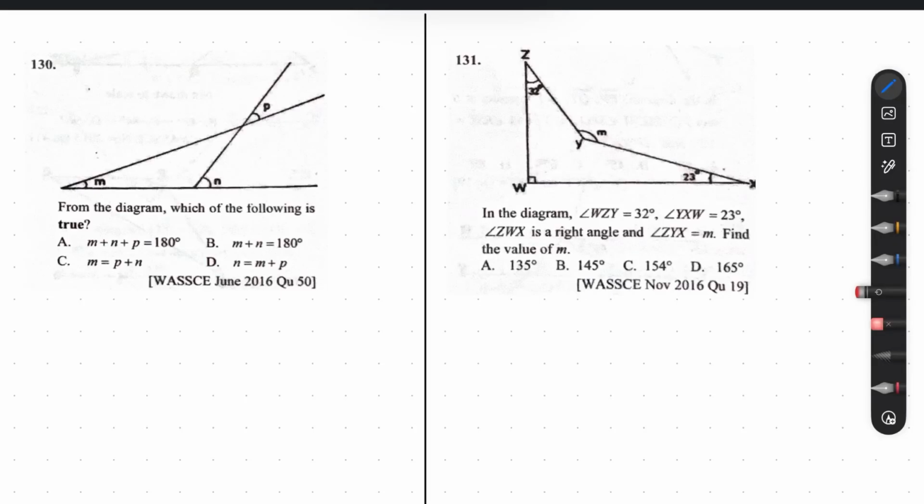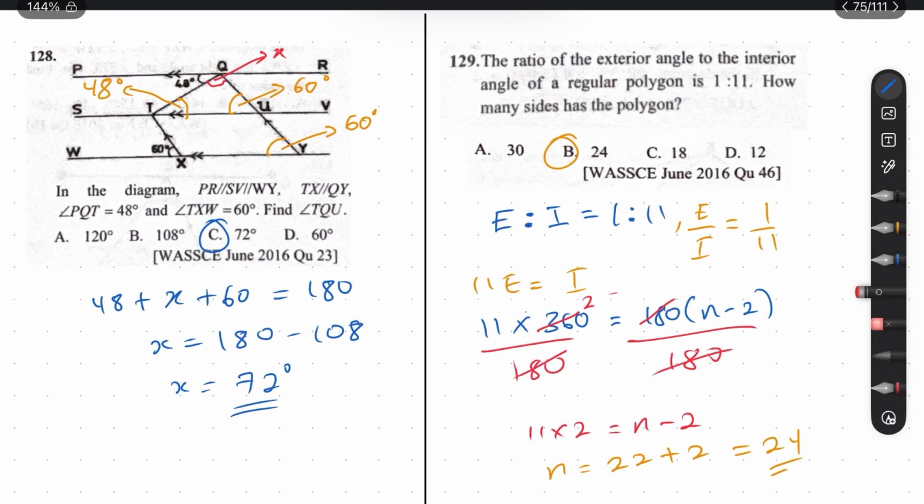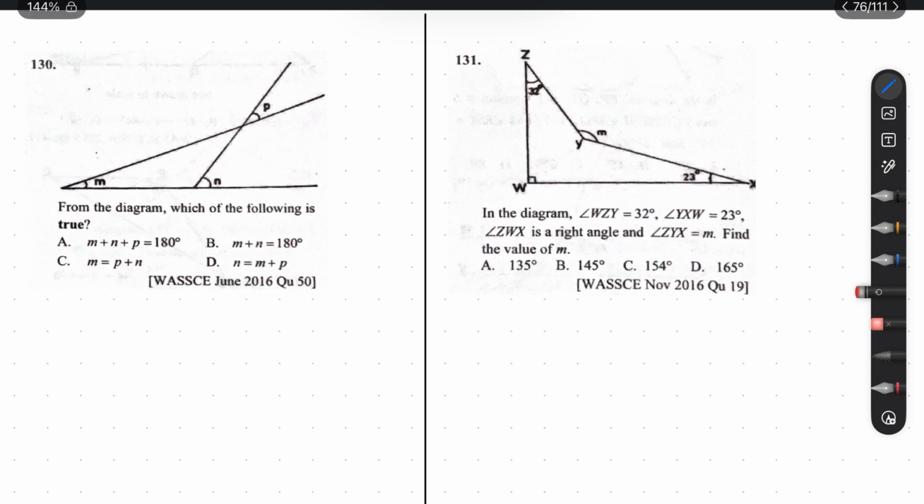Welcome to another session in this series. In the previous session, we ended on question number 129. Here we start with question number 130.